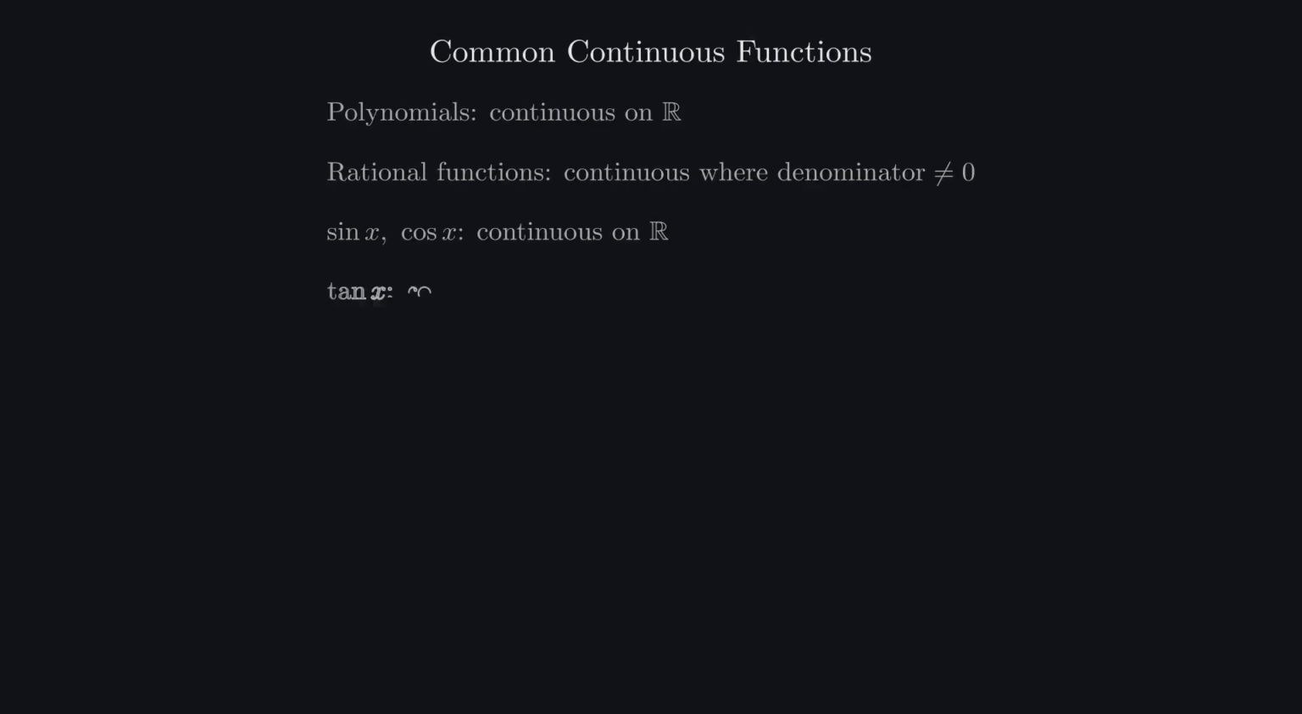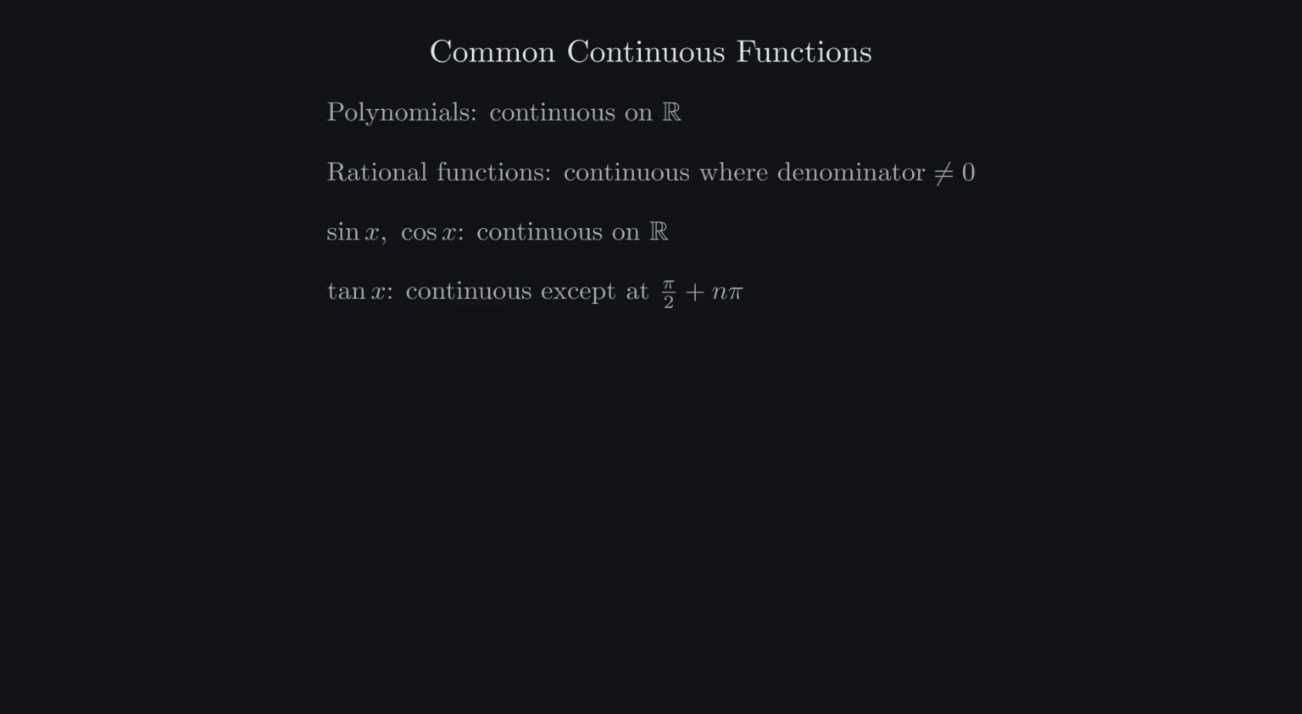Let us recall some common continuous functions. Every polynomial is continuous on all real numbers. Every rational function is continuous wherever its denominator is not zero. The sine and cosine functions are continuous on all real numbers. The tangent function is continuous wherever it is defined, except at pi over 2 plus n pi.